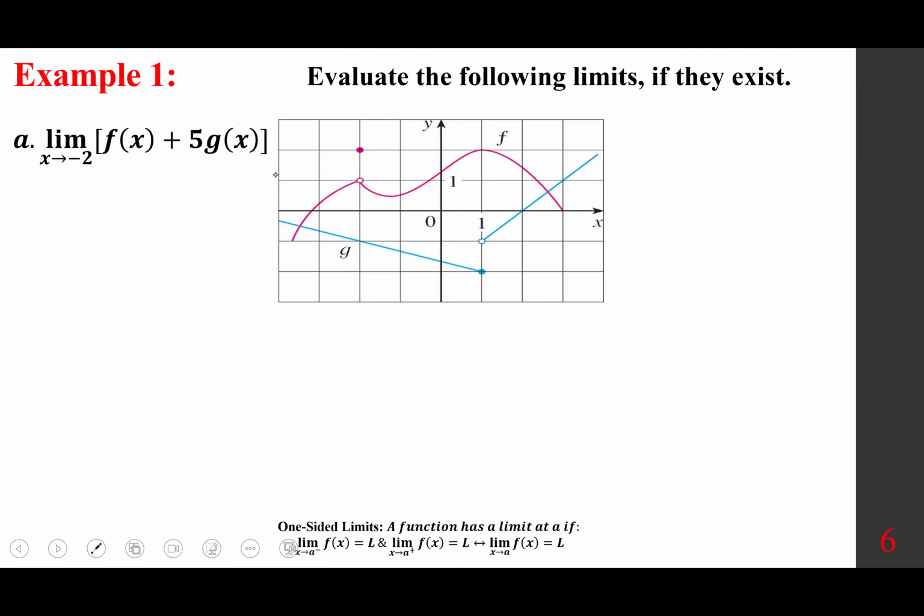All right, we want to evaluate the following limits, and we are going to use the limit laws. And here's the graph. You can find them in the PowerPoints that are posted under the modules of Canvas. So we want to find the limit of f of x plus 5 g of x as x approaches negative 2. Bear in mind, f of x is the red one or the purple one, and g of x is the blue function. So we're going to use the limit laws and cut this into 2 pieces. Limit of f of x as x approaches minus 2, and 5 times limit of g of x as x approaches minus 2.